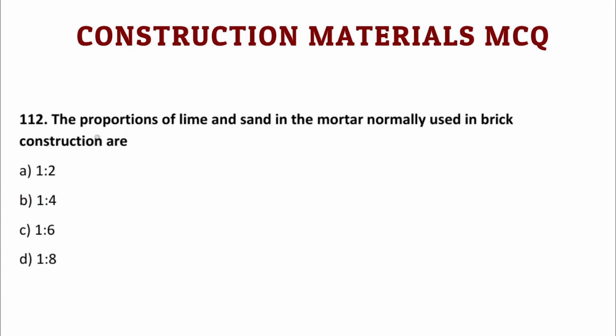So next question, the proportion of lime and sand in the mortar normally used in brick constructions is option A 1:2, option B 1:4, option C 1:6, option D 1:8. So the correct answer is option A 1:2.